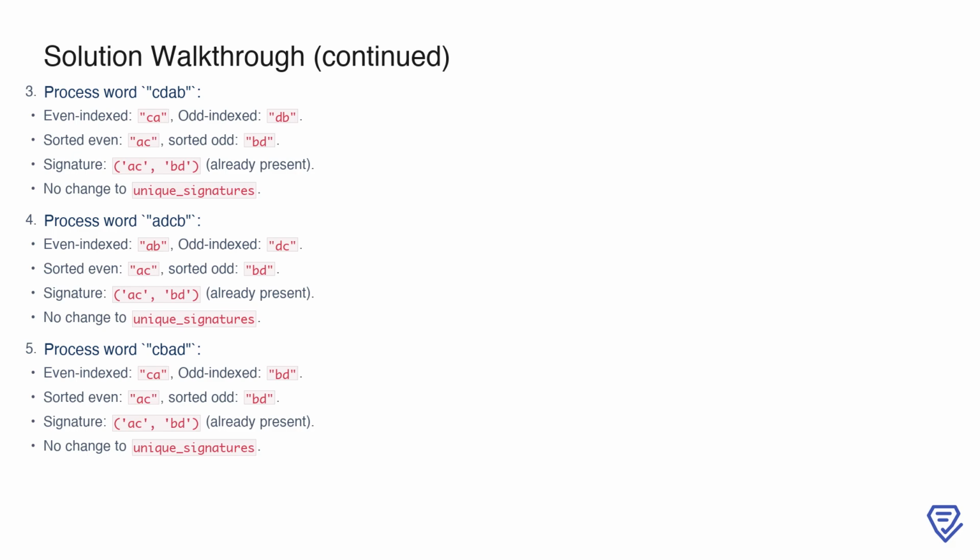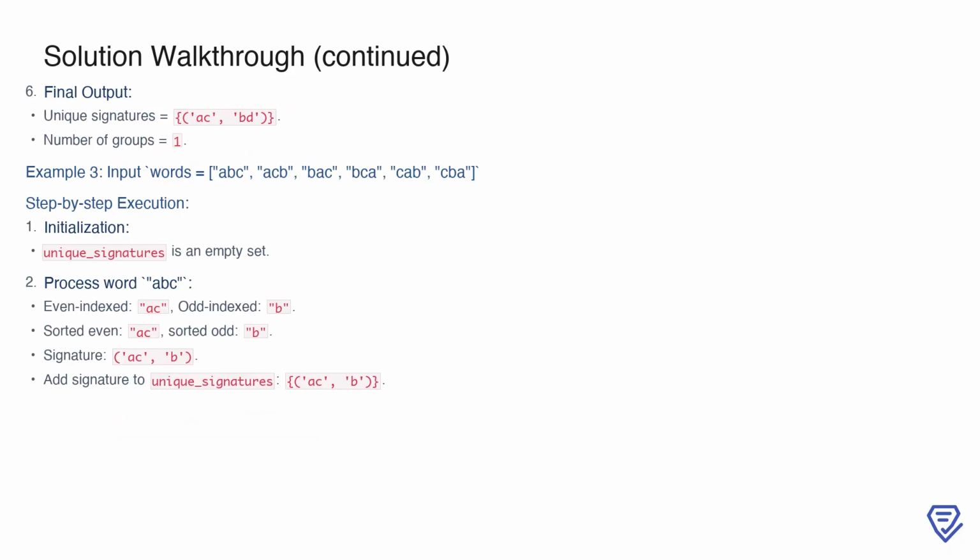Finally, for the word CBAD, the even-indexed characters are CA, and the odd-indexed characters are BD. After sorting, we again get the signature (AC, BD), which is already in the set, so there are no changes. At the end of this example, the set of unique signatures remains {(AC, BD)}. The total number of groups for this input is therefore 1.